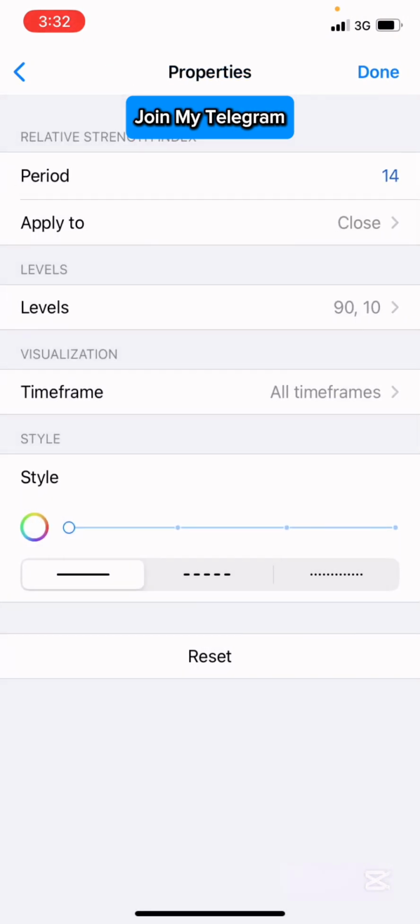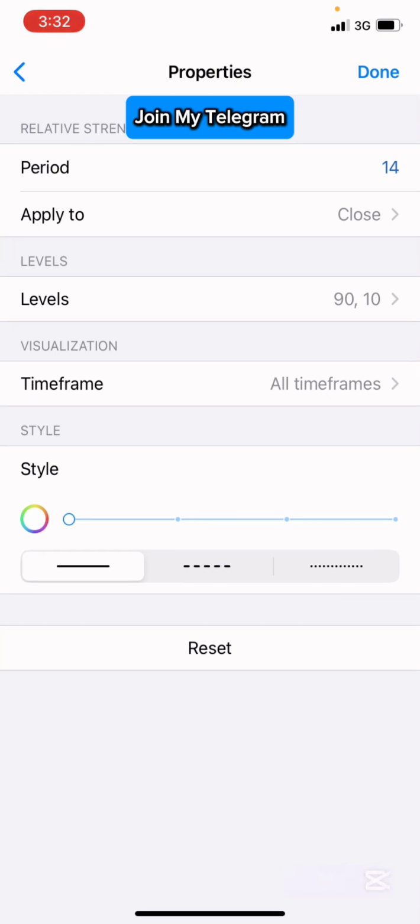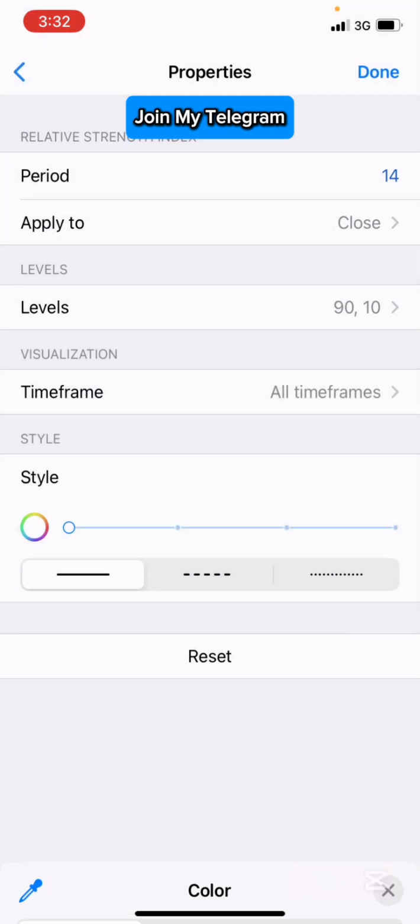It will take you back to the main window where you set the style to 1 pixel with the color white, which is the color of your screen right here. Then you put this on the first trend line right there. Then you click done.